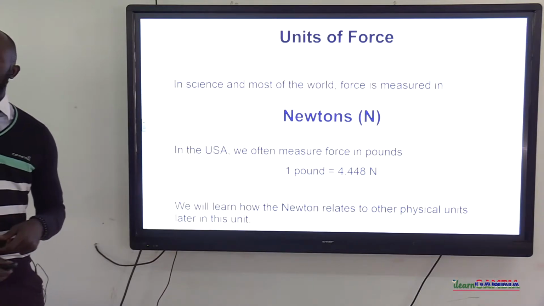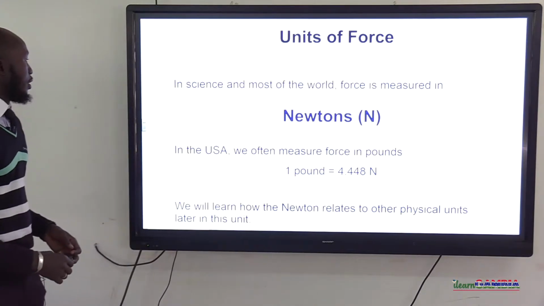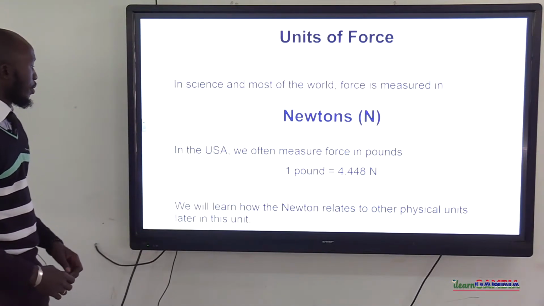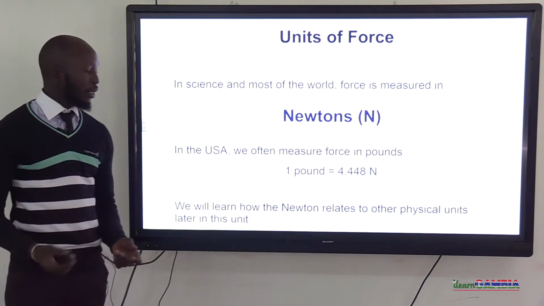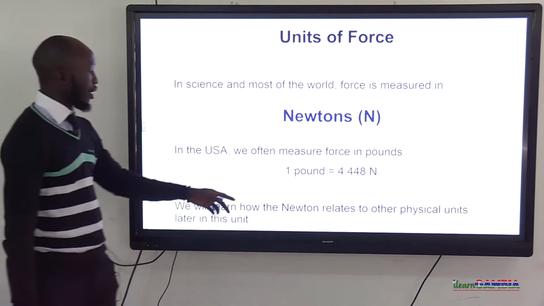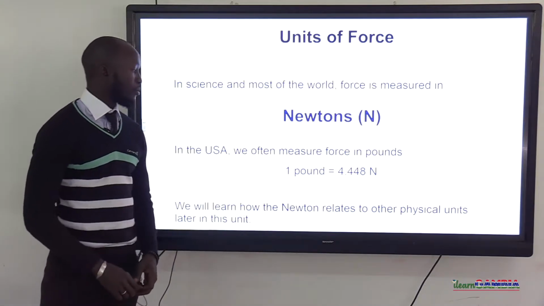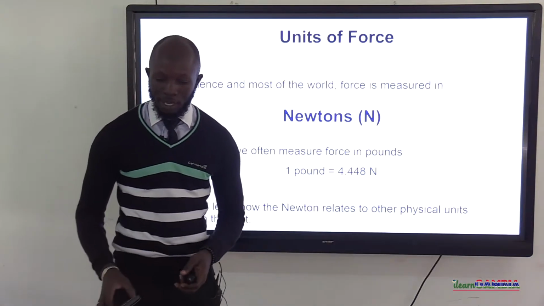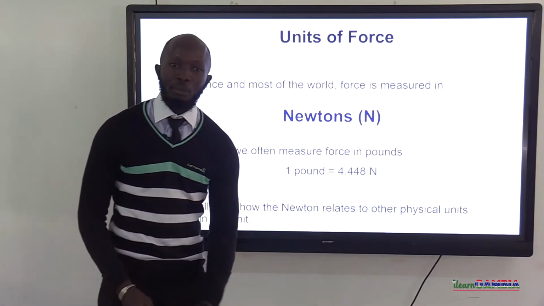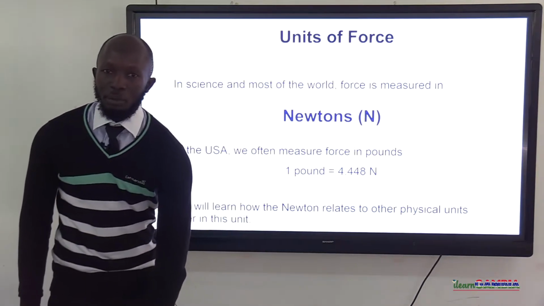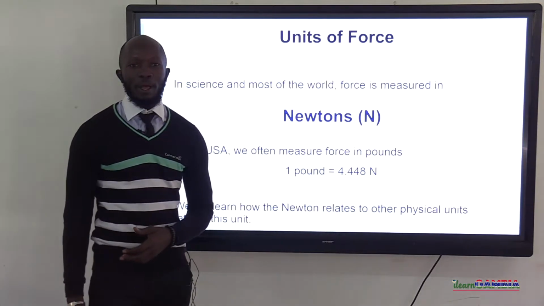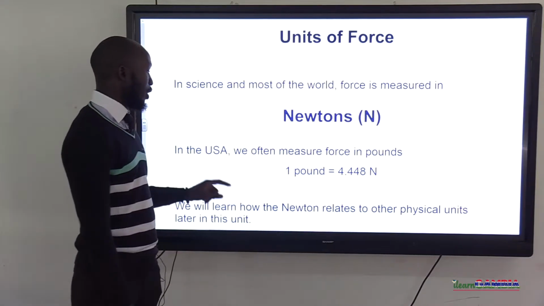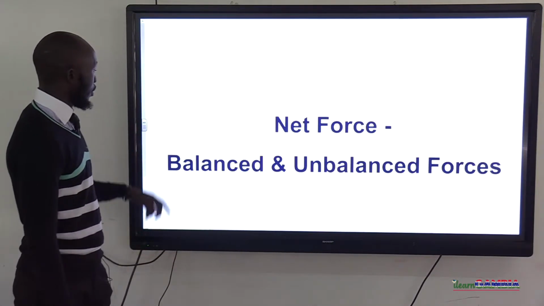Now we also want to look at units of forces. In science and most of the world, force is usually measured in newtons. In the US, force is usually measured in pounds. You can see the conversion there: 1 pound is given as 4.448 newtons. And a newton is the amount of force required to pick an average size apple from the ground to, let's say, a tabletop. That would equal 1 newton. So I think you can relate. We will learn how the newton relates to other physical units later in this unit.